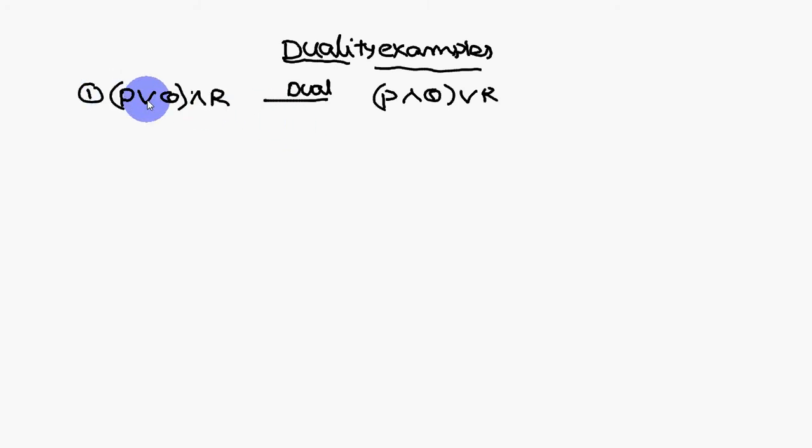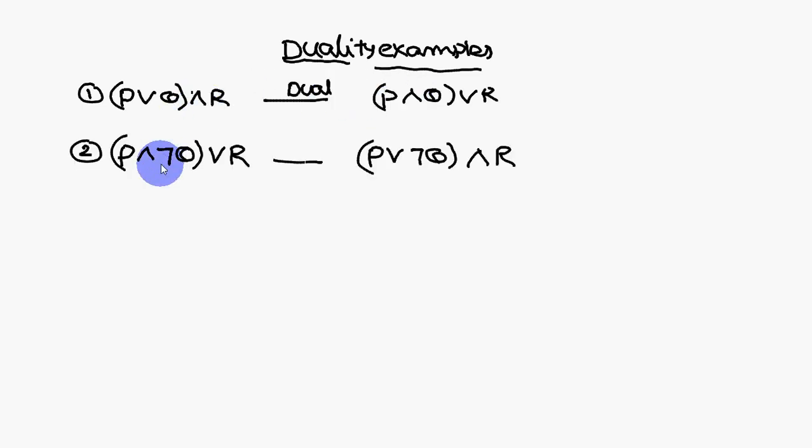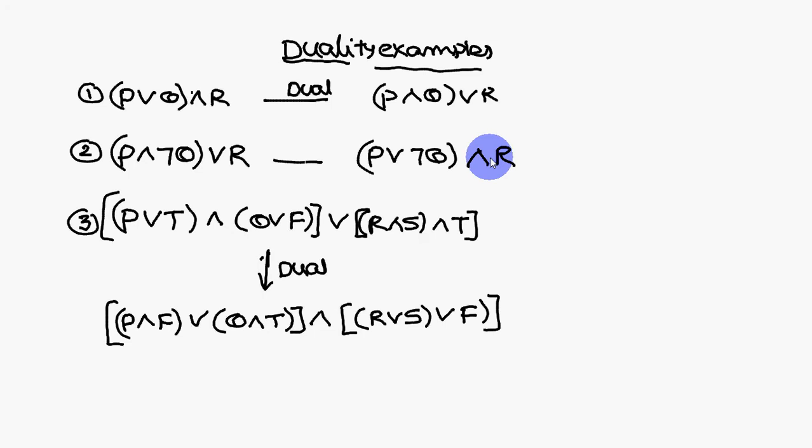What he is saying is that if this is the compound statement he has given, the dual of this statement is nothing but, whenever you come across OR, replace it with AND, and AND you replace with OR. So OR I have replaced with AND and AND I have replaced with OR. So this is the dual of this compound statement. Now you look at this one. AND is replaced by OR, OR is replaced by AND. So this is the dual.